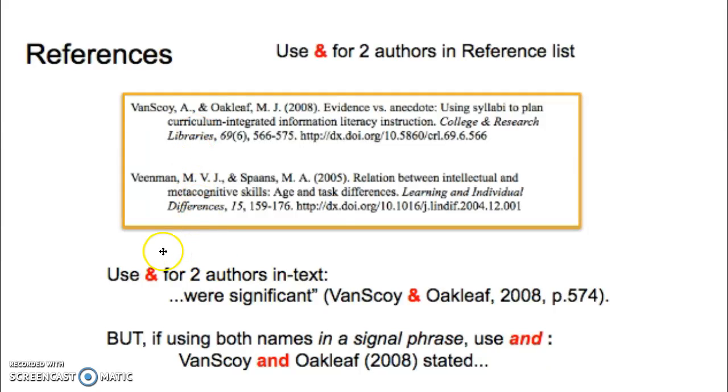Also, if I were going to cite them in text, I would finish out my quote and then give the in-text reference using the ampersand again. But if I chose to write instead using a signal phrase where I would list the authors at the beginning of the sentence, I would then switch over and use the word and. These little tips can all be found in your APA guidebook.